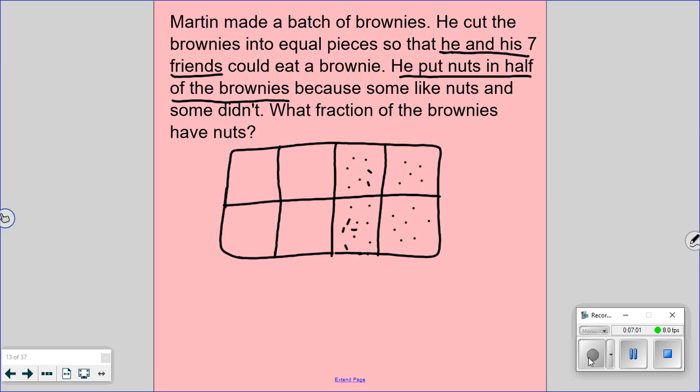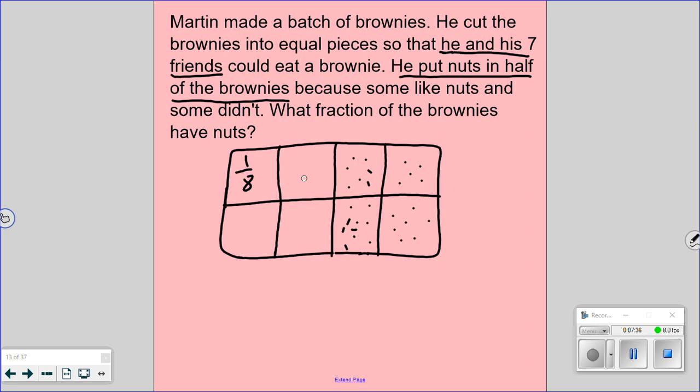How would I count these brownie pieces? Like, what would this one be called? If I were to count them up. Addison? How do I count them? Remember, this one is 1/8. This one's worth 1/8.